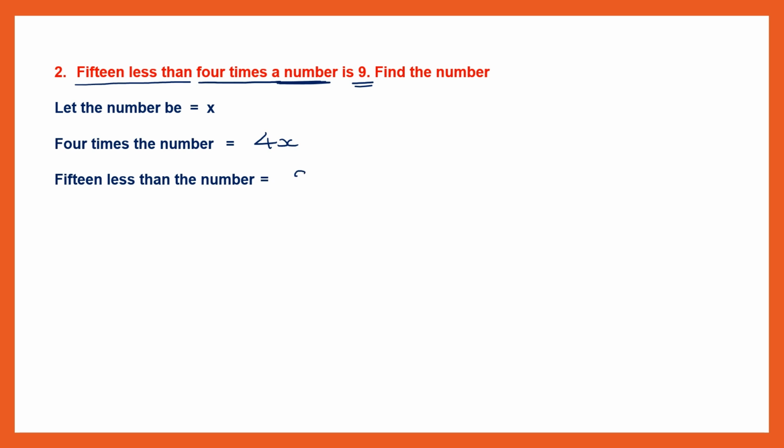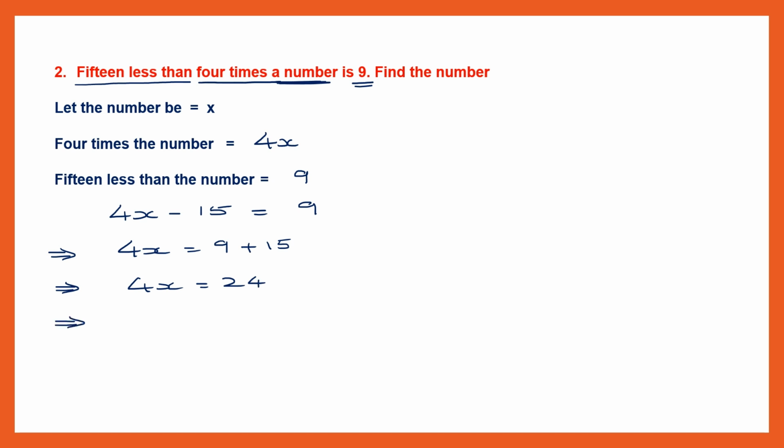And we're also told 15 less than this is 9. So that is 9. That means 15 less than 4 times the number, which is 4x. So that is 4x minus 15 is equal to 9. Now let's solve for x. So 4x is equal to 9 plus 15. So 4x is equal to 24.